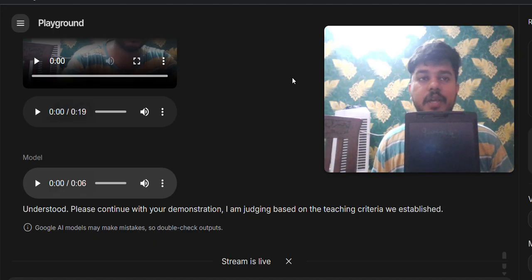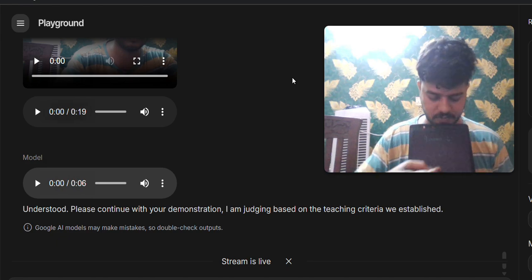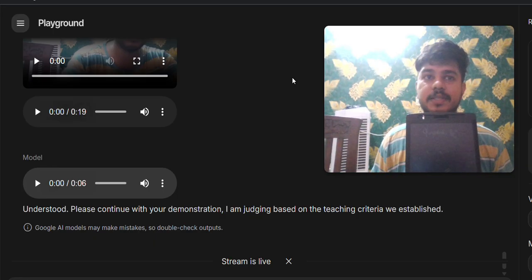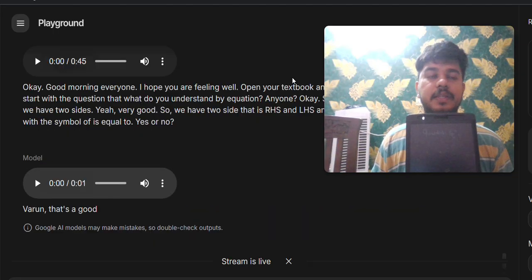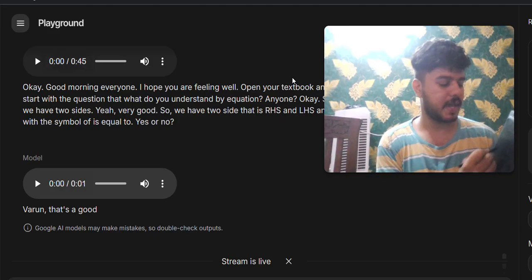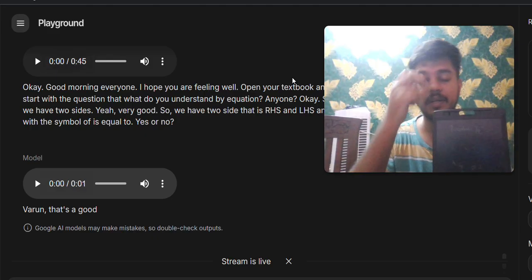Okay. So equation is what? We have variables and we have two sides. Yeah, very good. So we have two sides, that is RHS and LHS, and both are equal, which we equate with the symbol of is equal to. Yes or no? So when LHS and RHS are equal, then these are called an equation. In simple terms, like x plus y is equal to 2 will be an equation in how many variables?